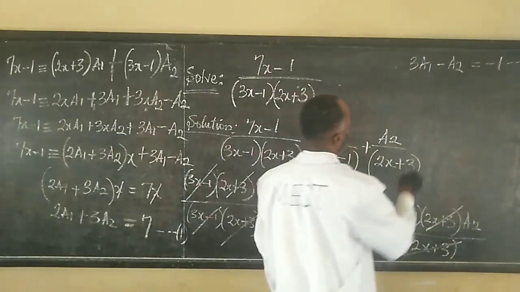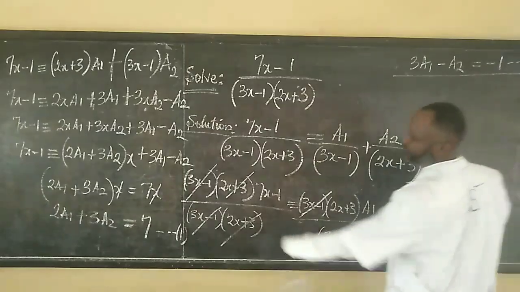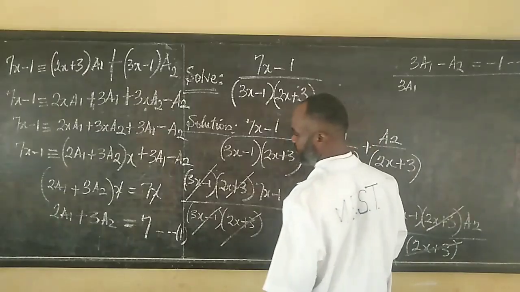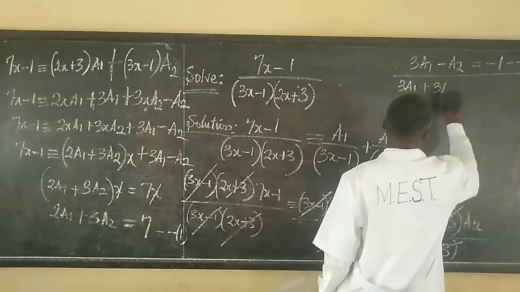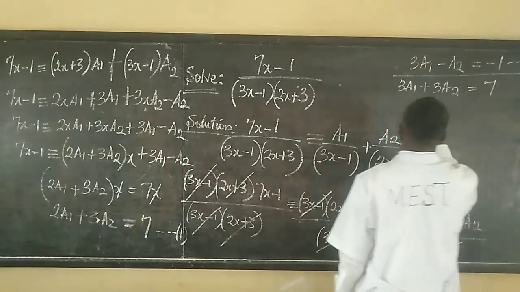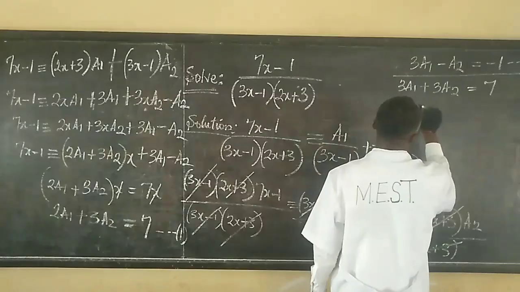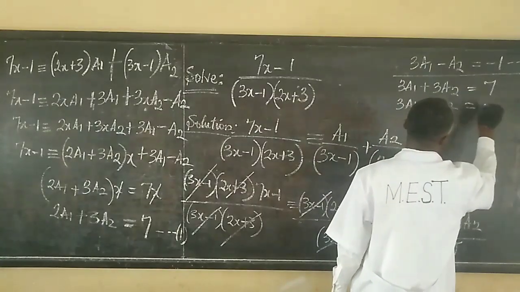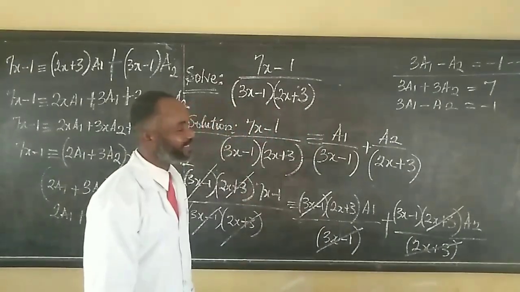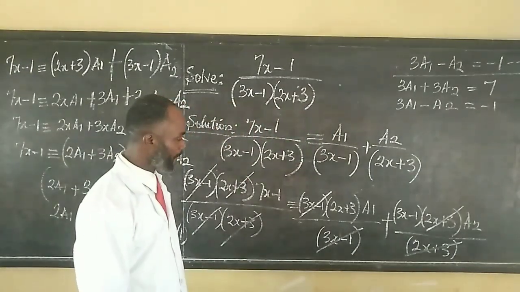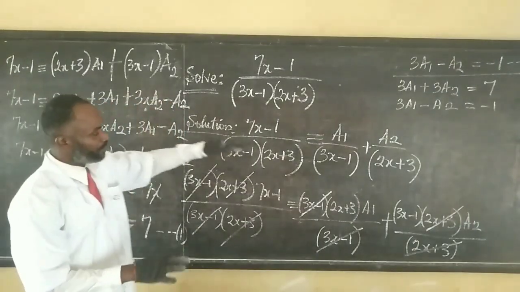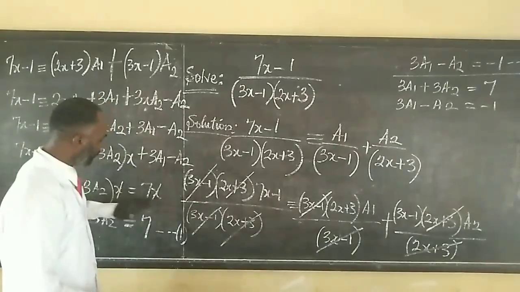And let's go. The first one is 2a1 plus 3a2, all equal to 7. The second one is 3a1 minus a2, all equals to minus 1. This is interesting, isn't it? Let's see. Just watch it, step by step, all through.